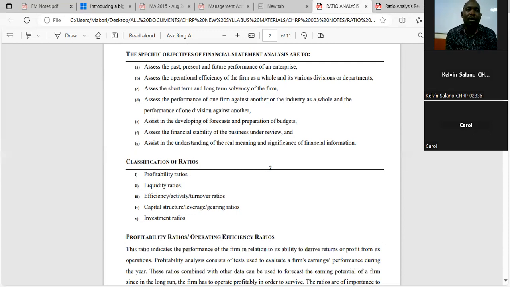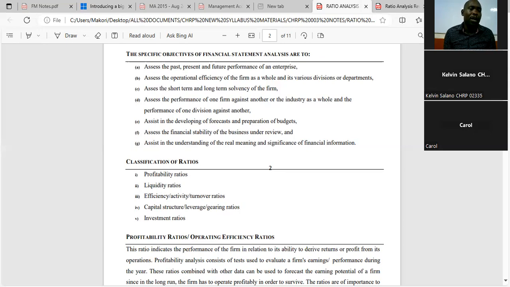Then we have category number 2, the liquidity ratios. These are ratios that show the ability of the firm to pay short-term liabilities. If you as an individual, you can actually evaluate yourself. How able are you to pay the short-term liabilities? Those liabilities that are supposed to be payable within a short period of time. So those ratios that we normally use to calculate the ability of the business to pay the short-term liabilities, we normally refer to them as liquidity ratios.